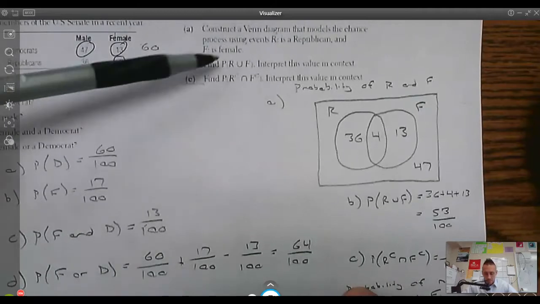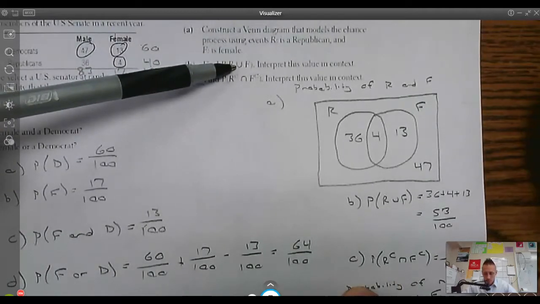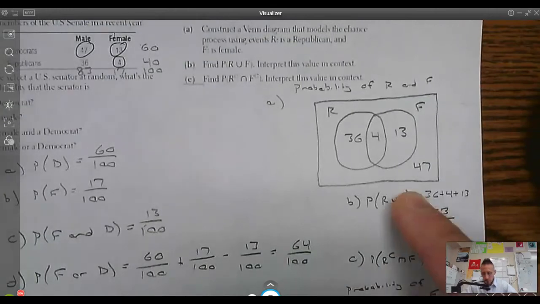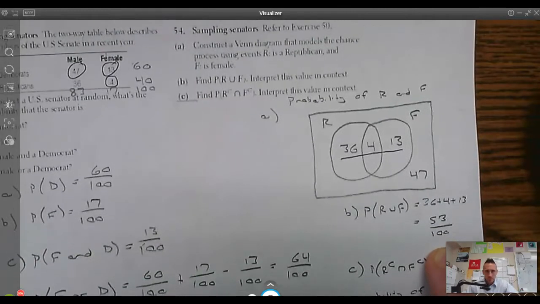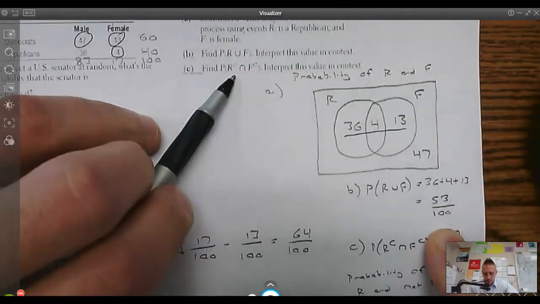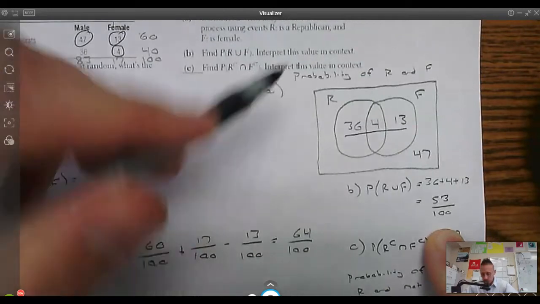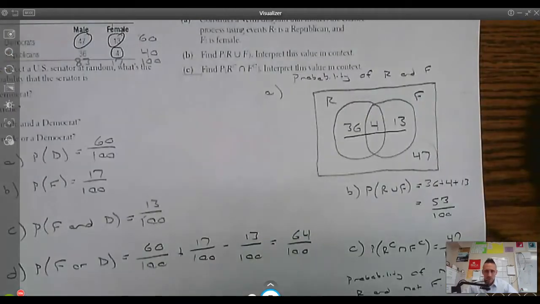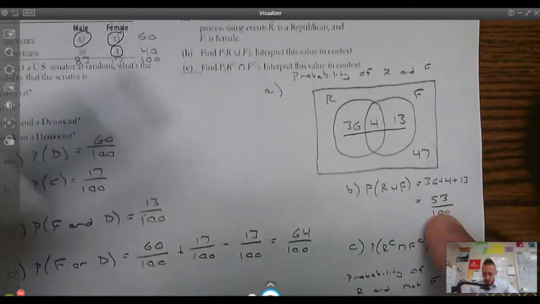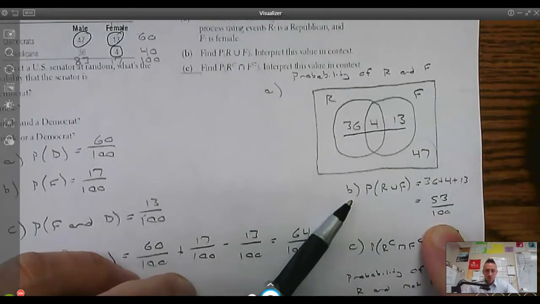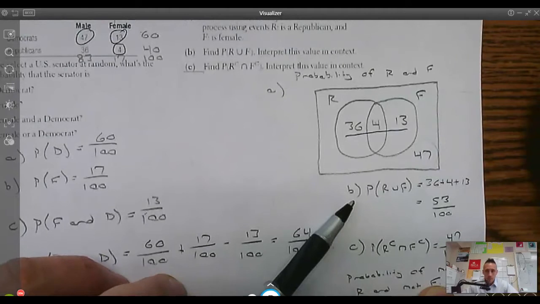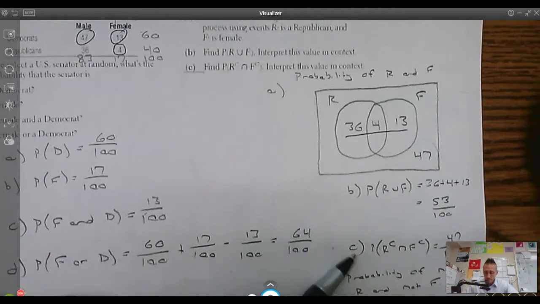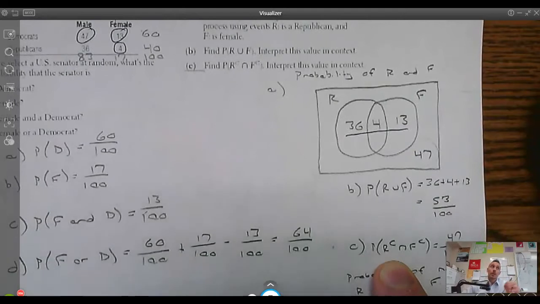Then they give you the symbols, probability of R union F, that just means or. That means one or the other or both. So you can just sum up those three numbers, or you can use the formula. And then C, not Republican and not female. That's going to be the 47. Interpret this. So B, the interpretation, I didn't write it down, is the probability that somebody is Republican and female. And C, the probability, B is probability they're Republican or female, and C is the probability they're not Republican and not female.